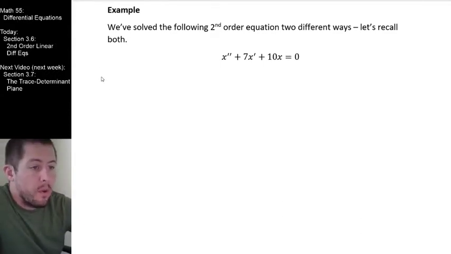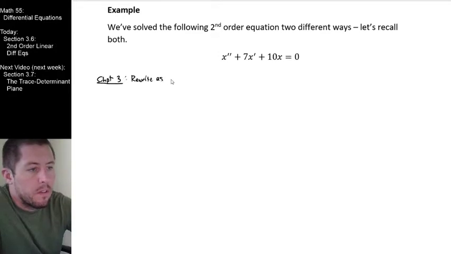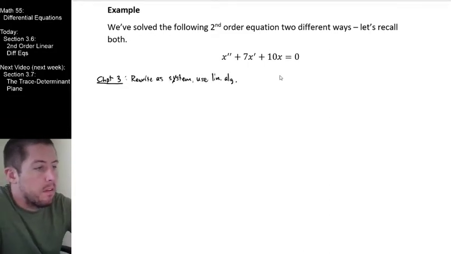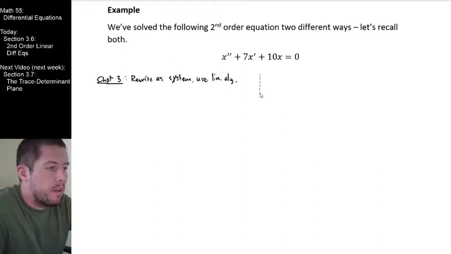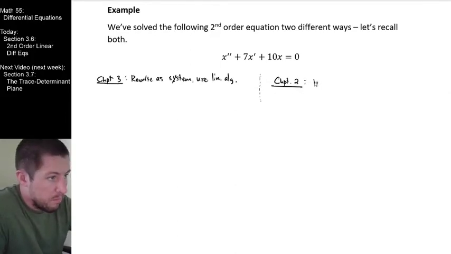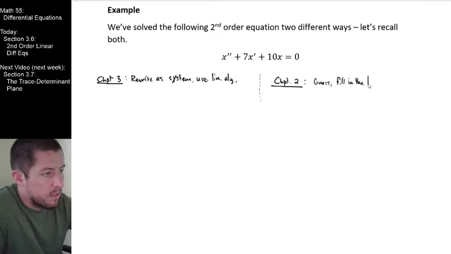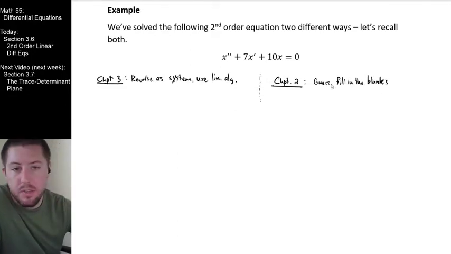So one of the ways that we've done this, the chapter 3 technique, is to rewrite as a system and to use linear algebra. And then we will do our chapter 2 technique: guess and fill in the blanks. This is what we did the first time we solved this thing right here. So I'll do that guy second here.